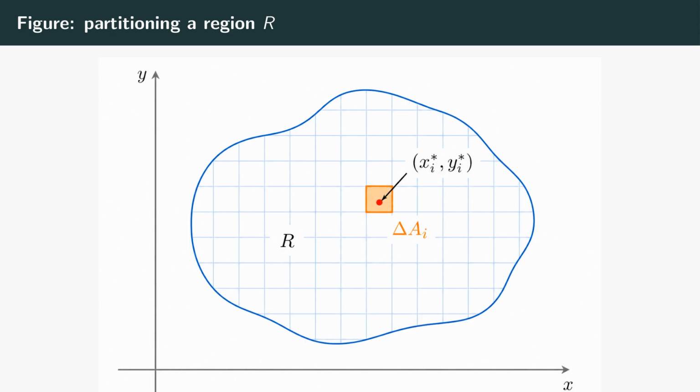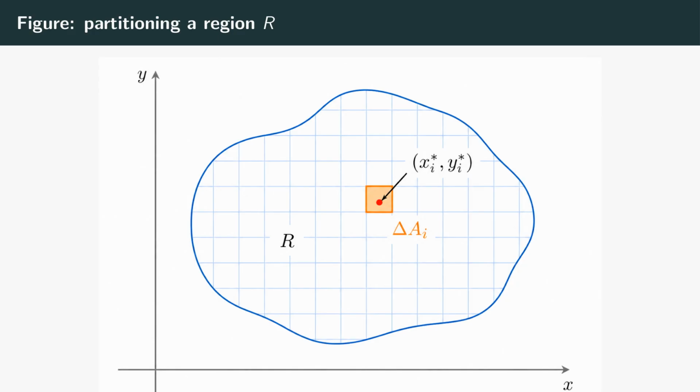The blue closed curve bounds the region capital R. The thin pale grid shows one possible partition. I've drawn a Cartesian grid because it's the easiest to visualize, although in principle any partition into small pieces works. The orange highlighted square is one representative piece delta capital A sub i, and the red dot inside it is a sample point x sub i star, y sub i star.